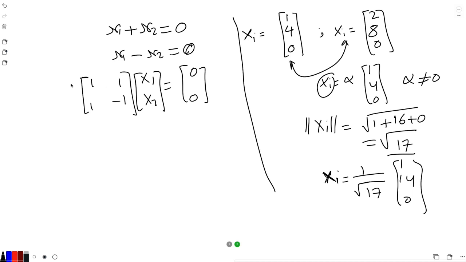So the determinant of the matrix A does not equal 0, which means that this matrix is invertible. Okay, and now to solve this equation, it has only one solution, that x1 equals x2 equals 0. There is no other solution than this one.